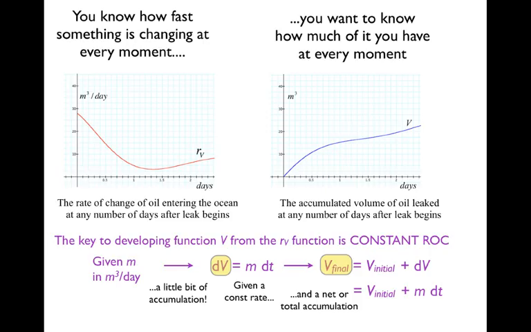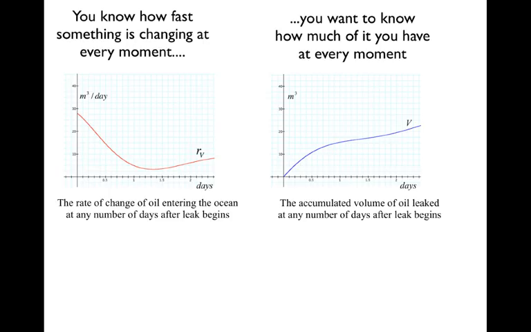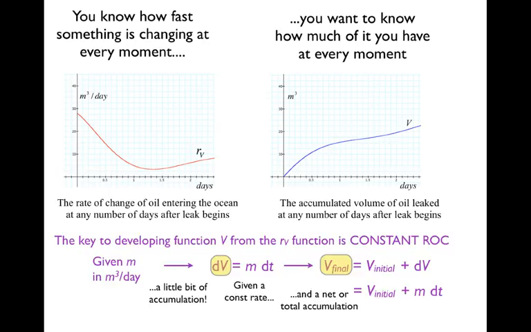You know how fast something is changing at every moment. That means you're given a constant rate. You want to know how much of it you have at every moment. We get a little bit of accumulation, and with little bits of accumulation, we can build up net or total accumulation. Okay? So that's the big picture.